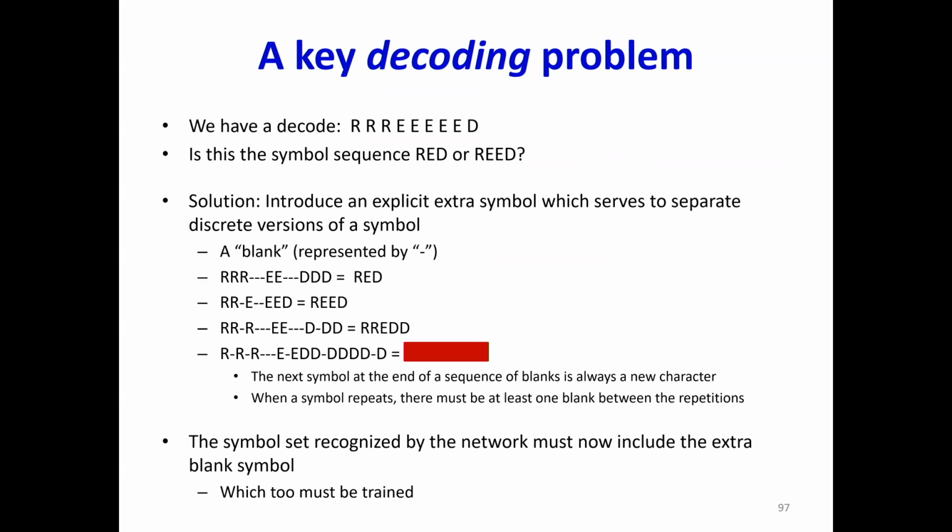If you look at the first one over here, it's going to be R, blank, E, blank, D, which becomes "red". The second one is going to become, when I compress it, R, blank, E, blank, E, D. And the blanks disappear, so you're going to end up with "read". What is the third one? What does that become?